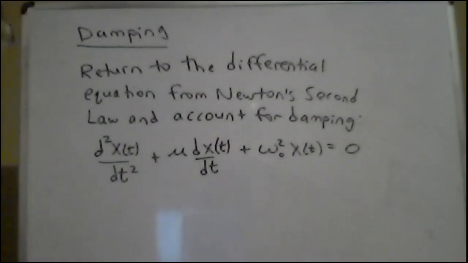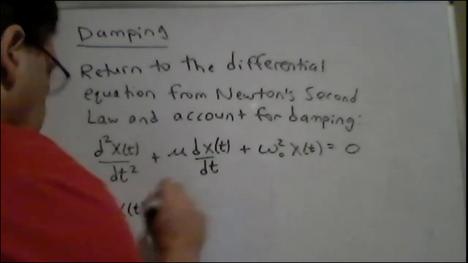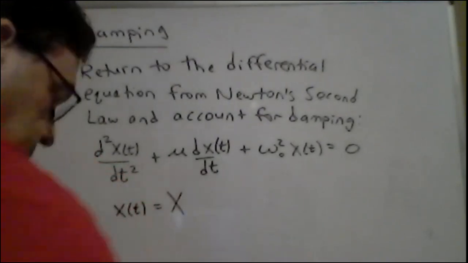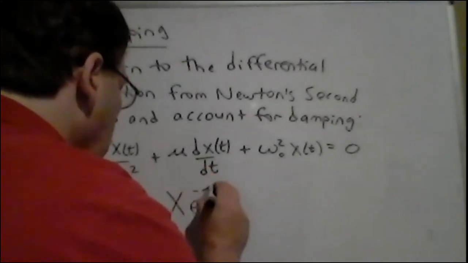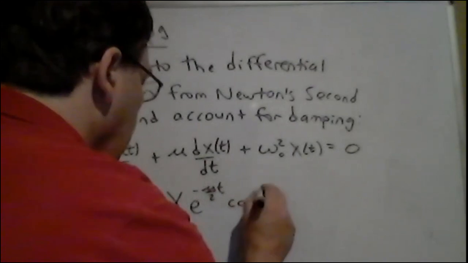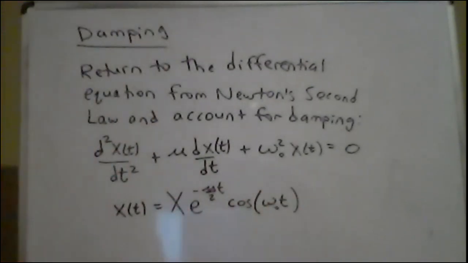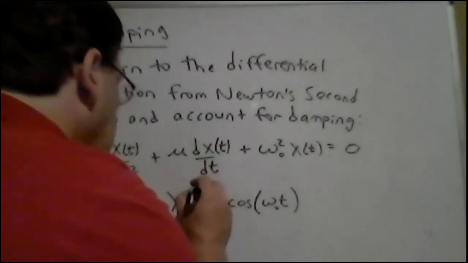Well, what happens now? I have a new differential equation. And for every new differential equation, you have to go through the whole process of asking, is there a solution? And if there is, the existence and uniqueness theorem says that's the only solution. You ask the mathematicians, is there a solution to this differential equation? Mathematicians say yes, and it looks like the following. x as a function of time is going to equal a constant amplitude, capital X, times e to the negative mu over 2 times t, times the cosine of omega naught t. So it looks very much like what I had before, except I have this exponential decay term.